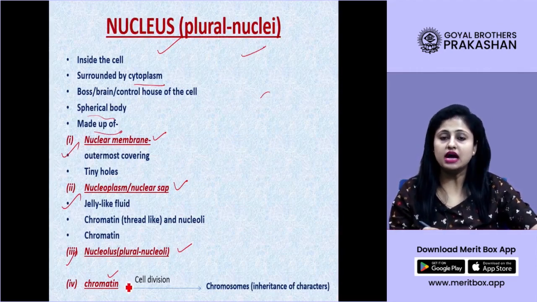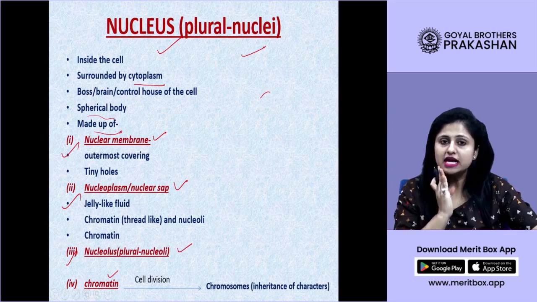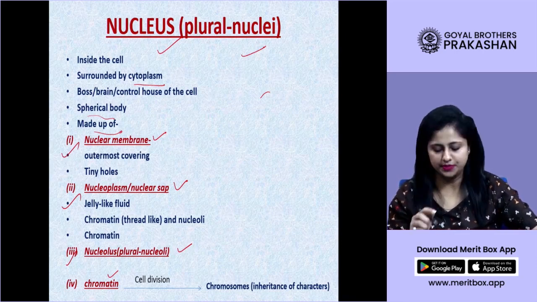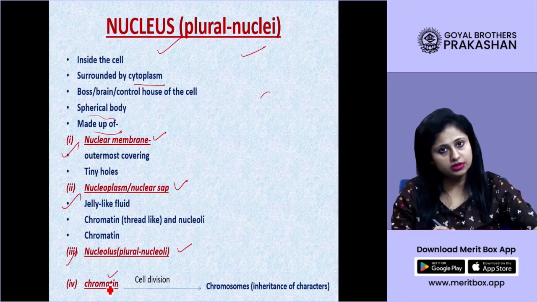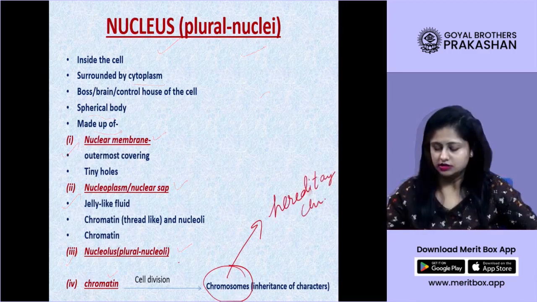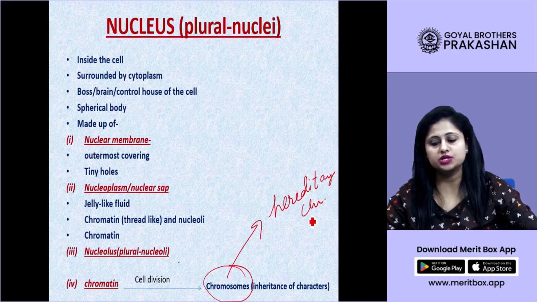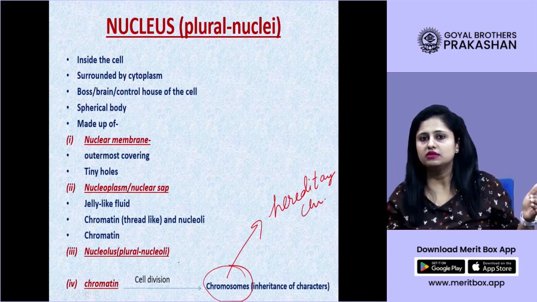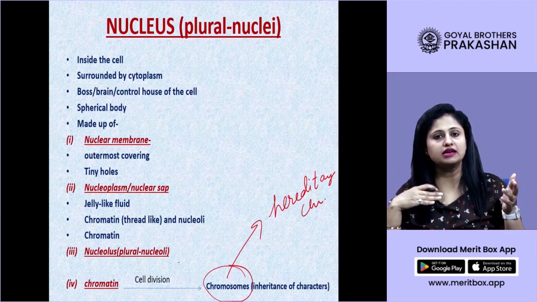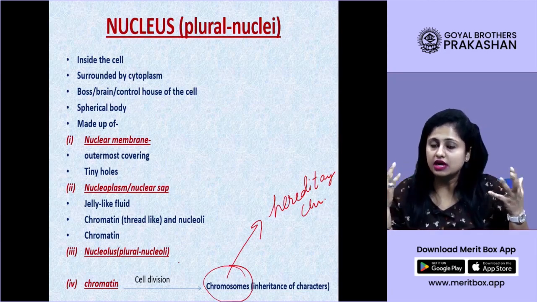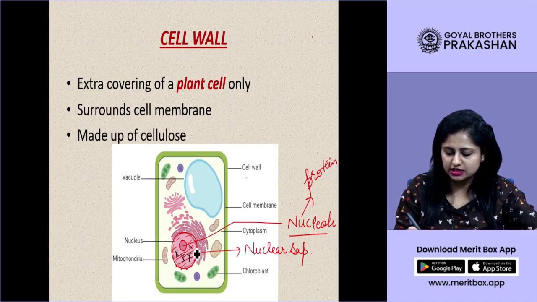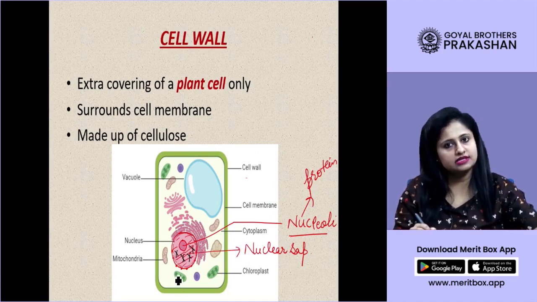Next, chromatin. Chromatin are the fibers or thread-like structures present inside the nucleus, in the space present in the nucleus, that is nuclear sap. Once cell division occurs, the chromatin fibers are converted into chromosomes, and chromosomes possess some hereditary characters which pass on from the parents to their offspring. For example, hair color, eye color, gene of the height, etc. So chromatin fibers or these thread-like structures are present in this space, which is known as the nuclear sap.